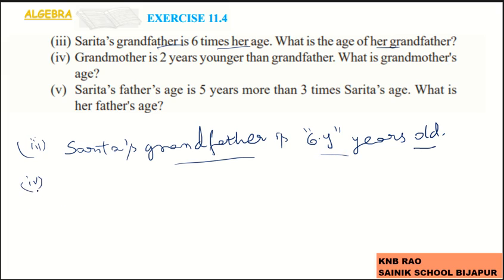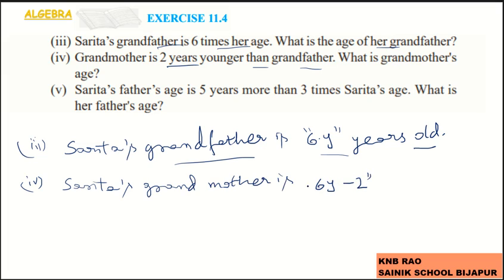Coming to the fourth question. Grandmother is 2 years younger than grandfather. That means her grandmother's age is 2 years less than her grandfather's age. Now, Sarita's grandmother is, from 6y, I have to subtract 2, that's it. That many years she is. What is grandmother's age? I have written it now.